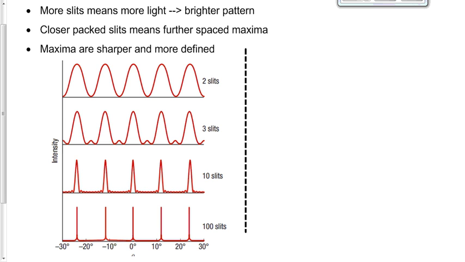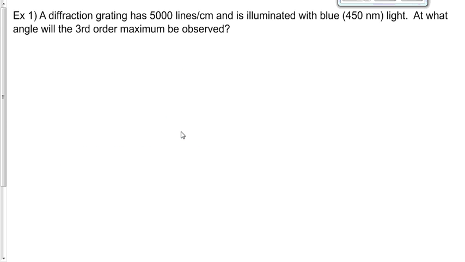All right, so let's do a quick example here. A diffraction grating has 5,000 lines per centimeter, and we're going to illuminate it with blue light. And there's the wavelength of blue light. I want to know at what angle I will see the third order maximum. So again, we're dealing with a diffraction grating, so hopefully we know which expression we want to use. It's this one.